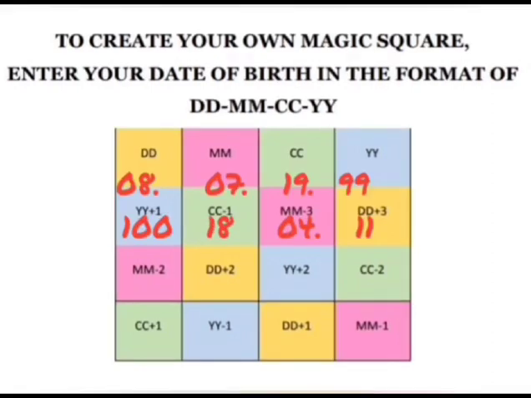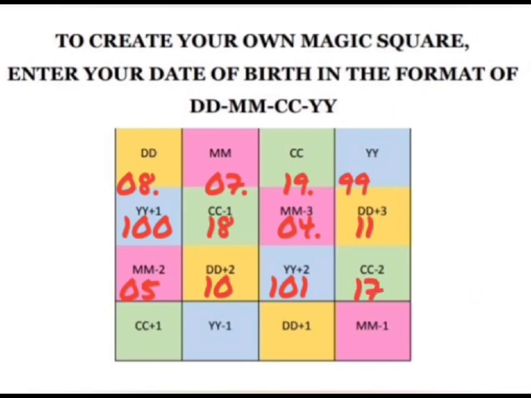So, இப்போ third row இருக்க first place பார்க்கலாம். mm minus 2, that is month minus 2, 5. And DD plus 2 is 8 plus 2 is 10. And year plus 2, which is 99 plus 2, 101. And CC minus 2 is 19 minus 2, that is 17.